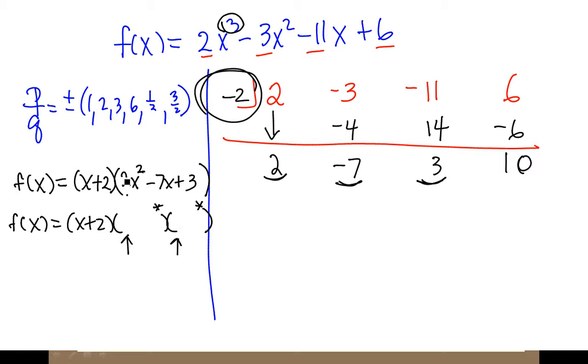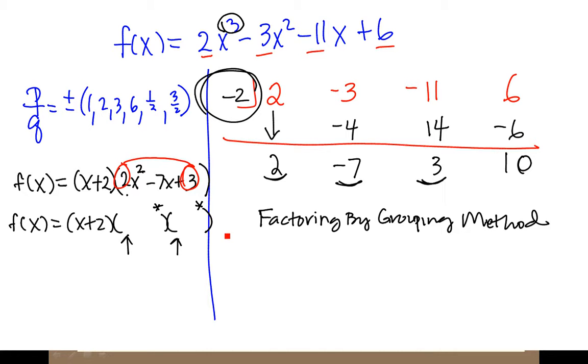Well, I'm going to show you the factoring by grouping method. You will multiply this leading coefficient times the constant term. It'll give you 6, and you find factors of that number that will add up to the middle coefficient here, which is -7. So what are two numbers that, if you multiply them together, will give you 6, but if you add those two numbers together, will give you -7? The answer is -6 times -1.